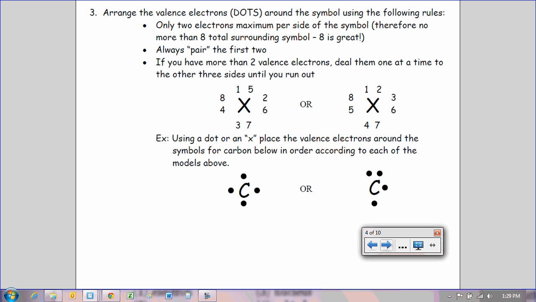Sometimes you can go 1, 2, 3, 4, 1, 2, 3, 4, but generally speaking, you always put the first 2 first, like 1, then 2, and then you go 3, 4, 5, 6, 7, 8. So it's like the first player at the table gets 2 cards, and then everybody else gets 1 until everything's full up with 8. You could use dots or X's when you're counting and putting the valence electrons out there. It doesn't really matter. You just want to be consistent.